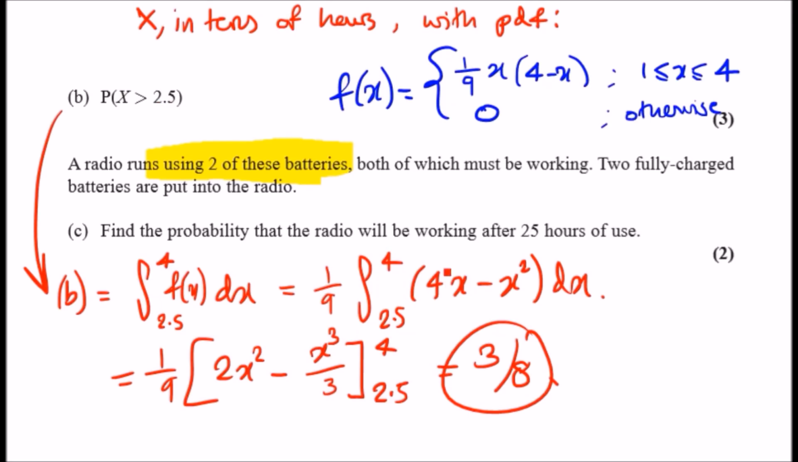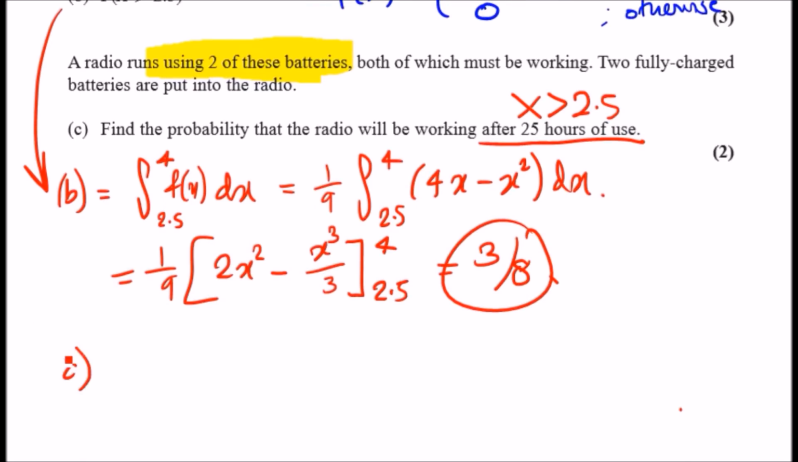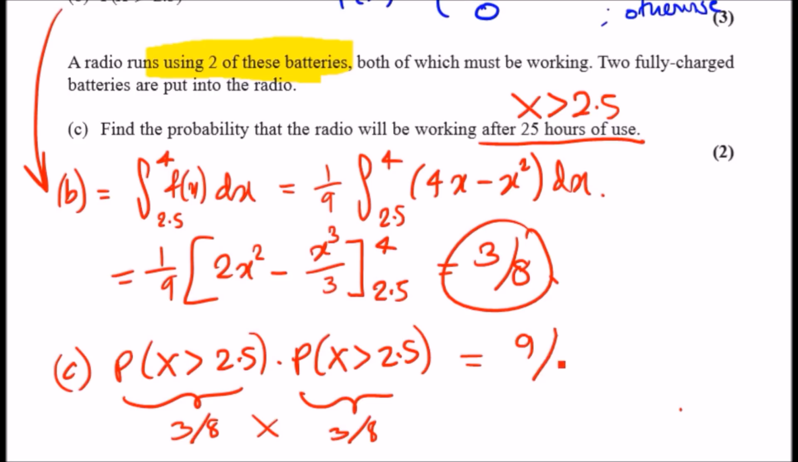So in fact, this statement here is the same as x greater than 2.5. And now, because we're using 2 batteries, the solution for part C means we need 2 of them. So probability x greater than 2.5 times probability x greater than 2.5. We need both of these happening. And we know the solution for both. This is 3 over 8, and of course, this is 3 over 8. So multiplying them out, you should get 9 over 64. Very easy problem, very easy.